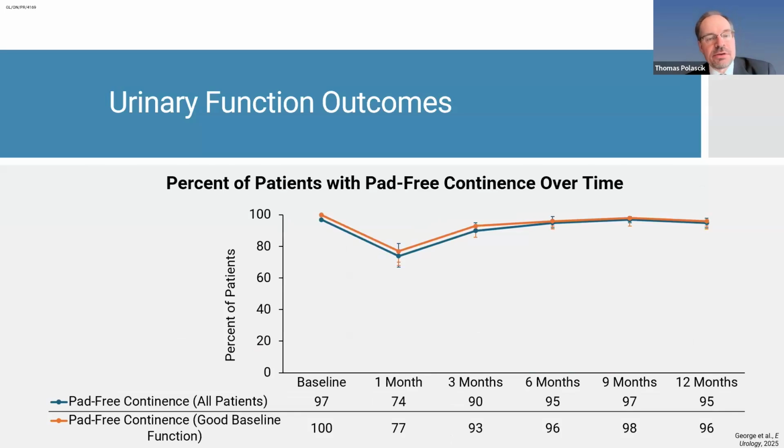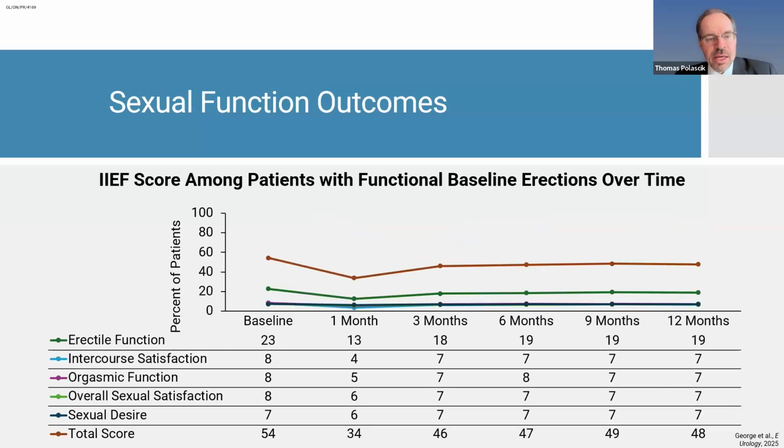Pad-free continence. I think this is a very important outcome to men. Many men who come to see us nowadays, they know they need to treat their cancer, but they don't want the side effects. And I think this is a very, very robust number for men to maintain pad-free continence. So if you look overall, whether you start at 97% or 100%, depends on how you define continence going in, but by a year, 95 to 96%, no leaks. Next, please. And that's some of the highest outcomes you're going to find with any treatment.